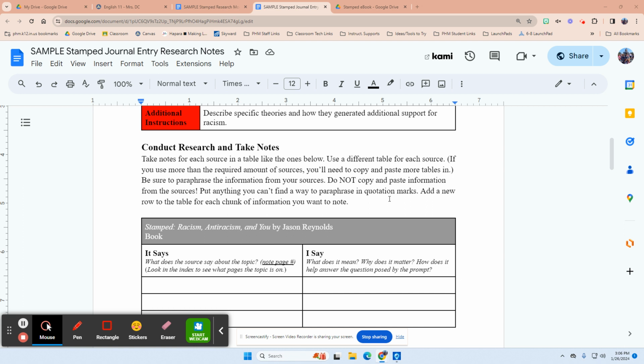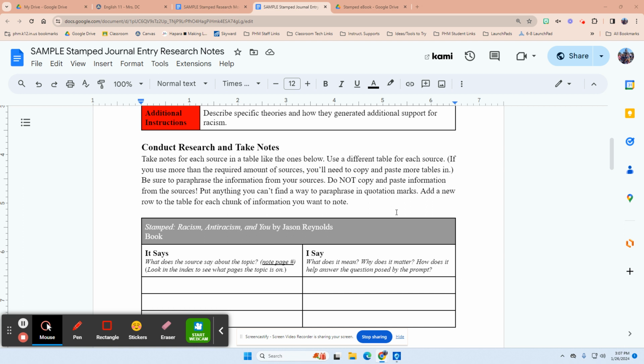Just start off with the paraphrase, do that hard work of the paraphrase from the beginning, and then you will not have as much work to do when you are going to actually write your entry. So again, you do not want to copy and paste from your sources, and you're not going to see me doing that when I'm modeling this note-taking process for you.